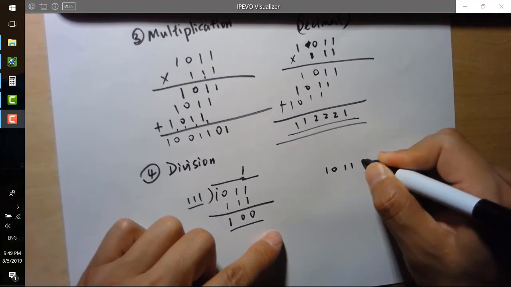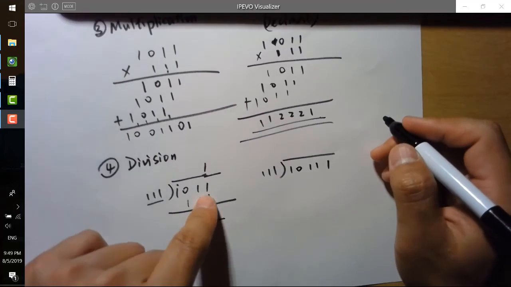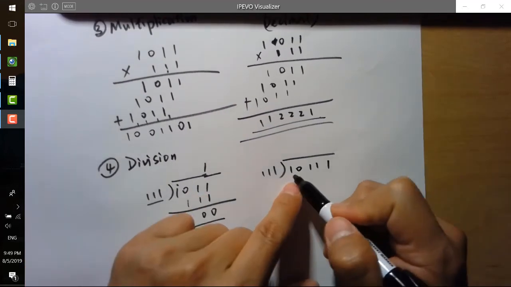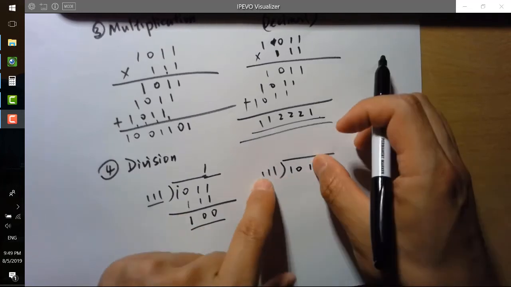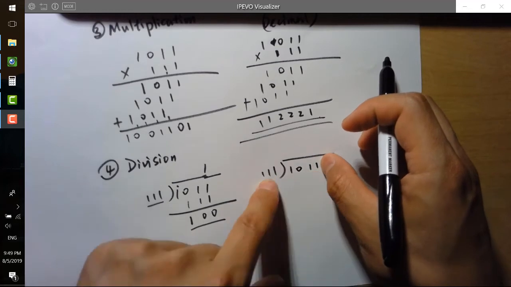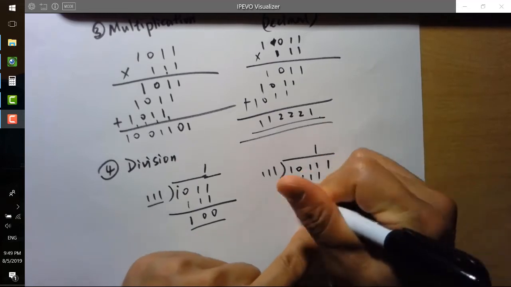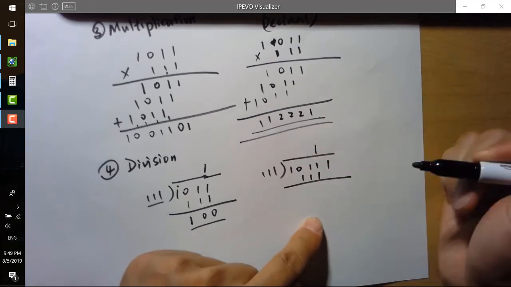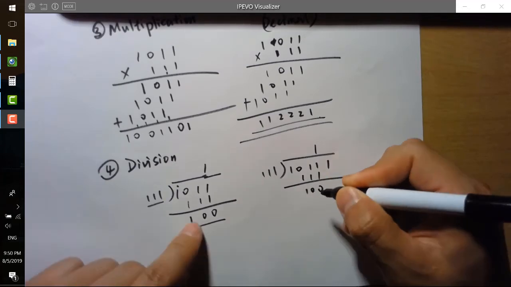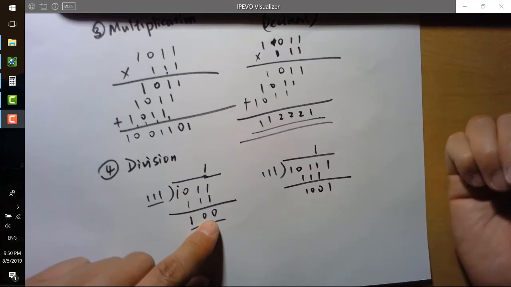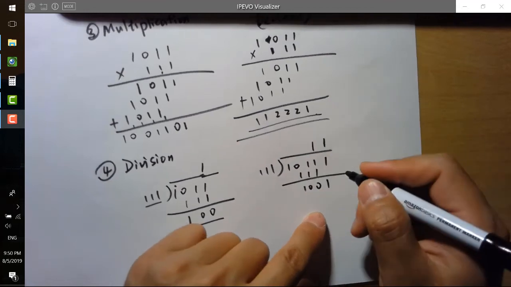10111 divided by 111. Now let's take a look at this. Same thing, same rules, right? We start looking from the left side of the number. 101, 3 digits is not enough. We add one more digit here, 1011, and then we put a 1 here. You got 111, and this number minus this number, you are going to get 001, right? It's the same thing as we got here, and you put a 1 here, and then 1011 divided by this, you can use a 1 here.